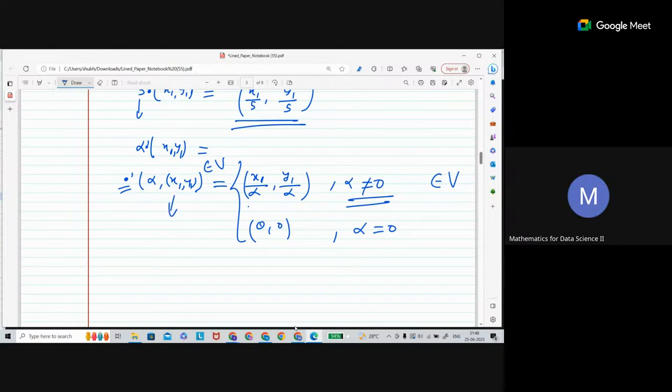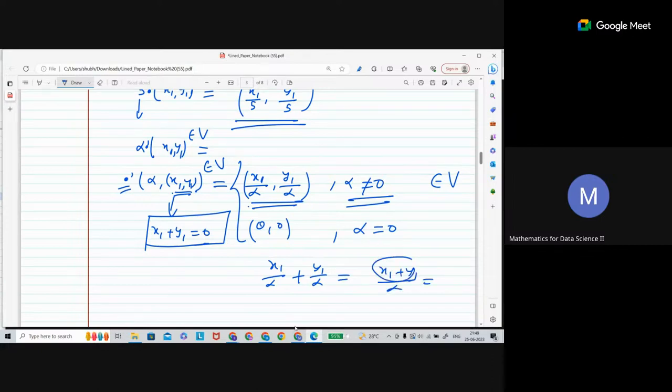Why is it closed? See, (x1, y1) is an element of V, so that means x1 plus y1 is equal to 0. If we divide by any real number, then it will also be zero. After the operation with alpha, meaning the dot operation is multiplying with alpha, you get this element. Now check: x1 by alpha plus y1 by alpha is also equal to zero, that is, (x1 plus y1) upon alpha, and since x1 plus y1 is zero, this is zero. For any real number this is happening, and alpha is any real number, right?